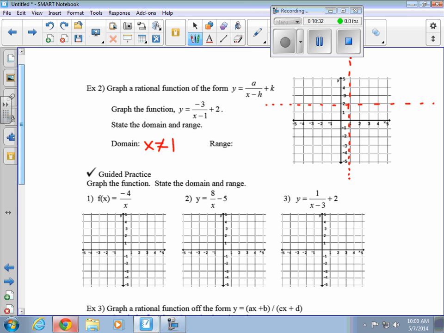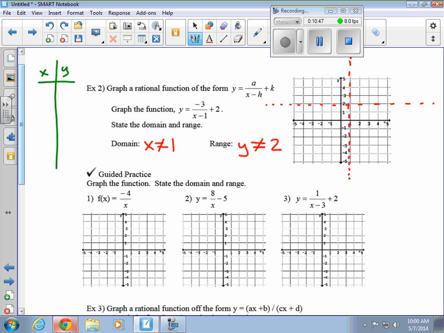All real numbers except 2. So y cannot equal 2. So now to graph these, we're just going to plot some points. So let's make a table of values. What points? Let's graph the ones on the right first.